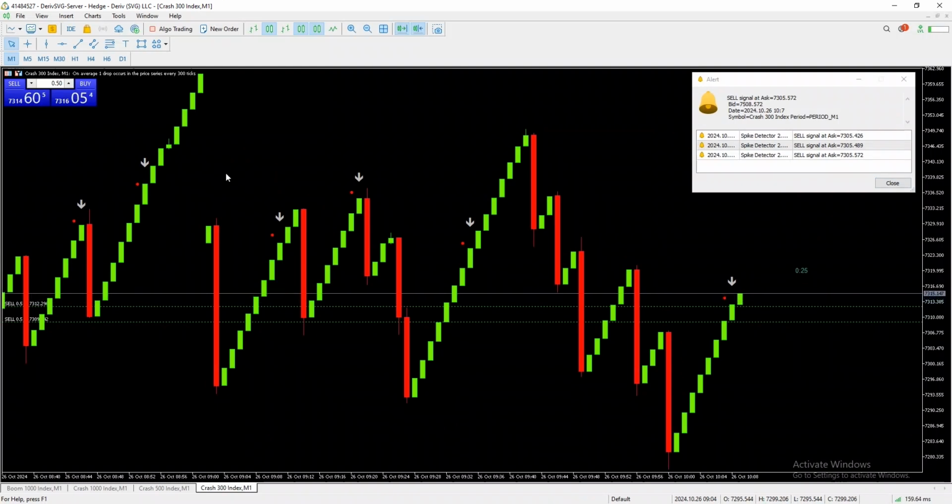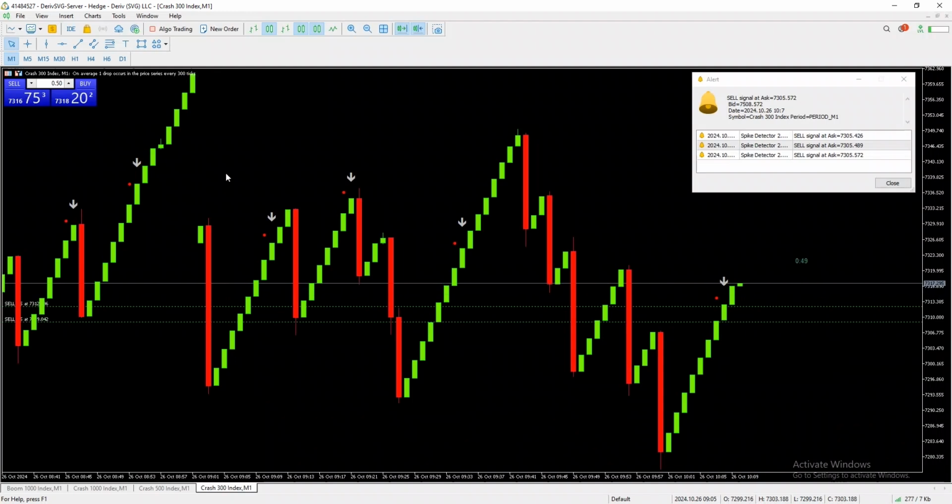Always wait for confirmation from the spike detector before entering a trade. Use risk management by setting appropriate stop losses. Stick to 1 or 2 trades a day, quality over quantity.